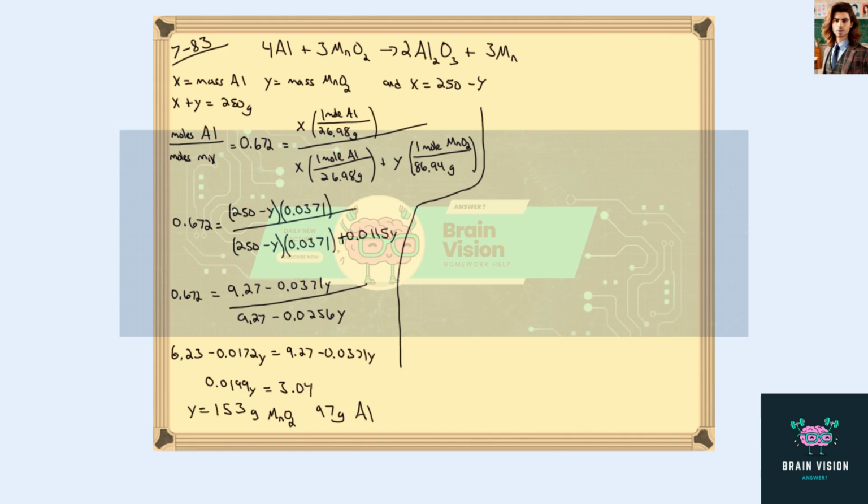Y was manganese 4 oxide, so that means aluminum must be 250 minus 153, or 97. Now I know the masses of the reactants, but this was only half of the problem. Now that I know the masses of each reactant, I need to figure out the mass of product that each reactant can produce to determine the limiting reactant and the theoretical yield.